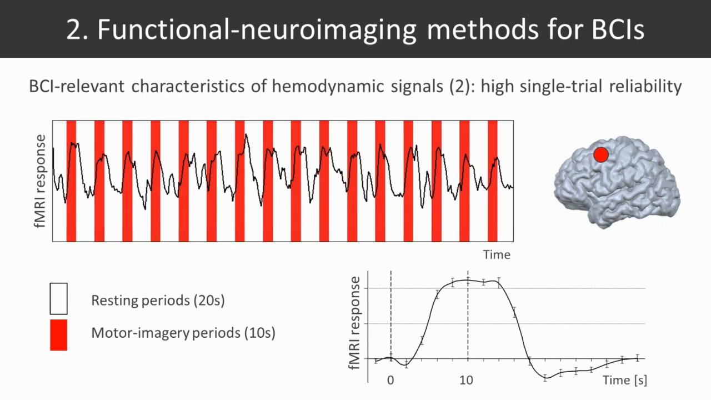So let's now concentrate on another BCI relevant signal characteristic, namely the high single trial reliability of hemodynamic signals, and this is actually very positive. So here you see an fMRI signal time course evoked by a particular mental task, maybe motor imagery in this case. So participants perform 16 trials.